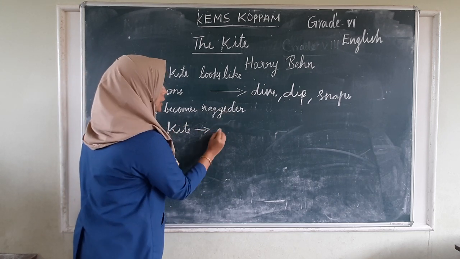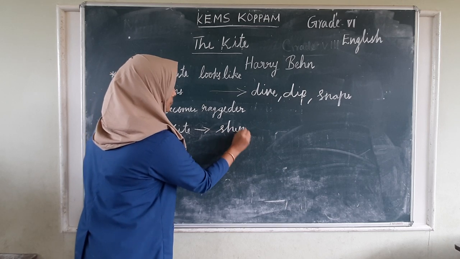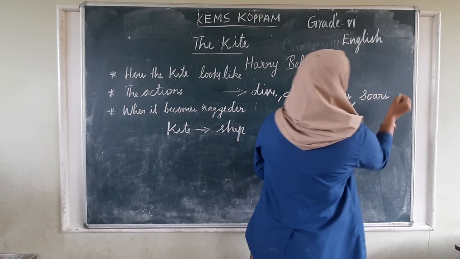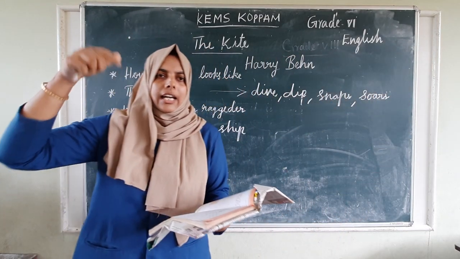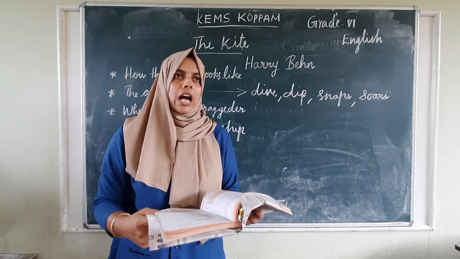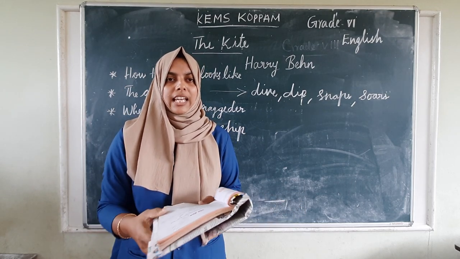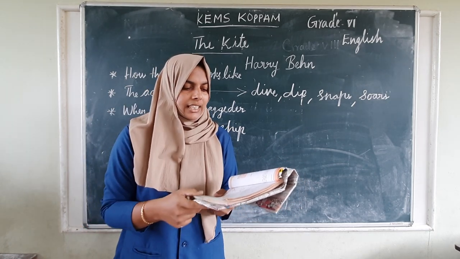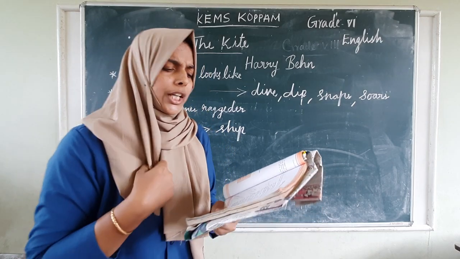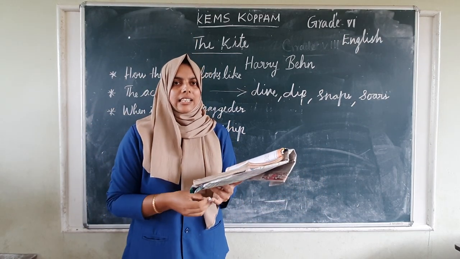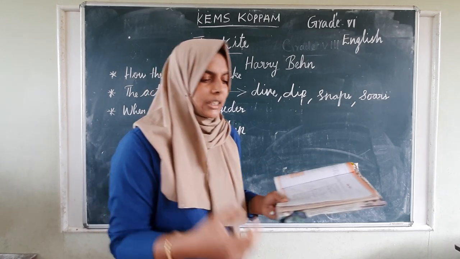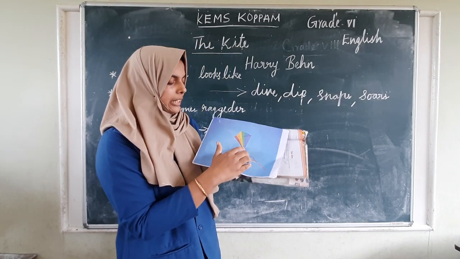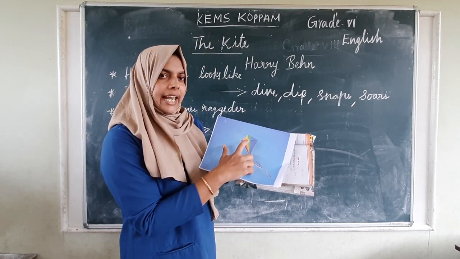The movement of a ship. So the next action it is doing is that it soars. It flies high up like a ship. And how the ship is sailing, or soaring up in the sea, we can see next. Then soars like a ship with only a sail. Sail here means, in this picture you can see the sail. This triangular piece of material is the sail of the kite.